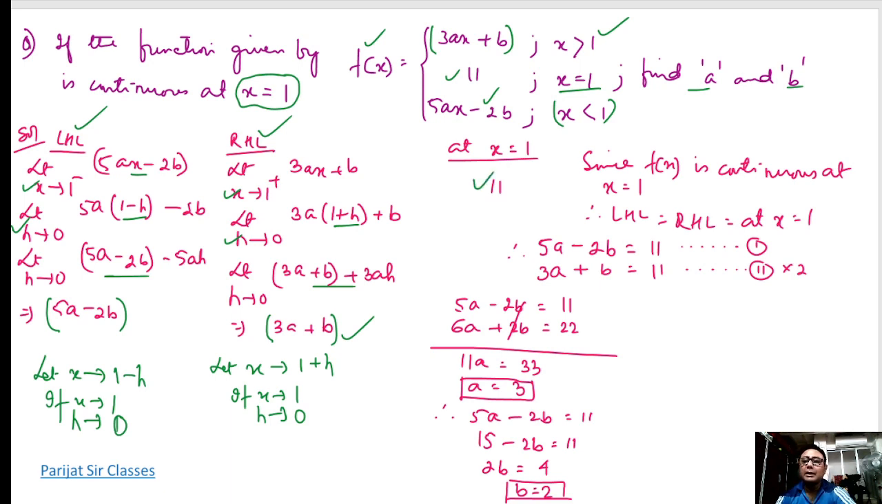Now because it is a continuous function, we know the left hand limit should be equal to the right hand limit, should be equal to the value at x equal to 1. That means 5a minus 2b should be 11, and 3a plus b will be 11. Solving these two, we get the values of a as 3 and b as 2. This is how we will be finding it.